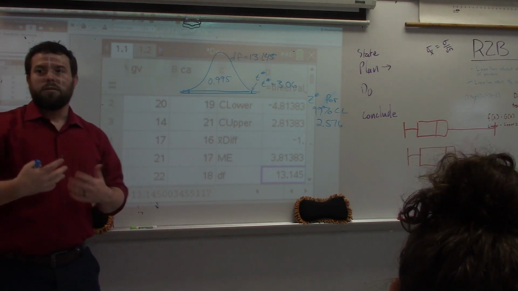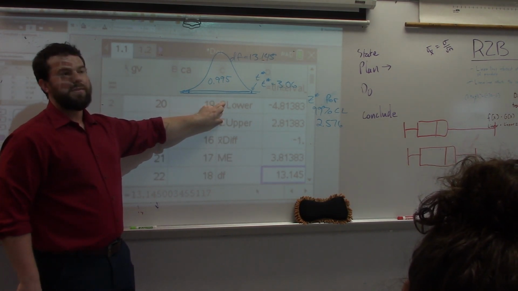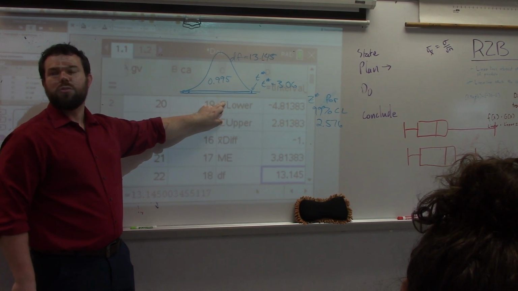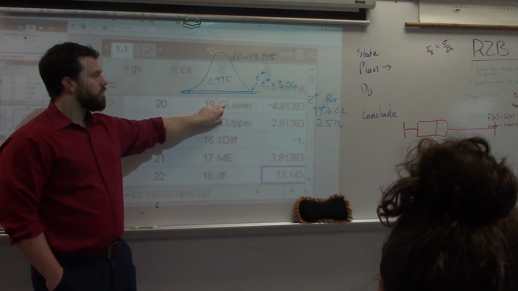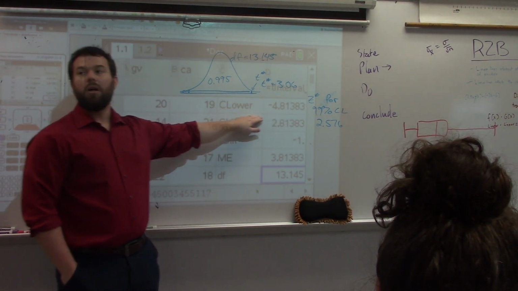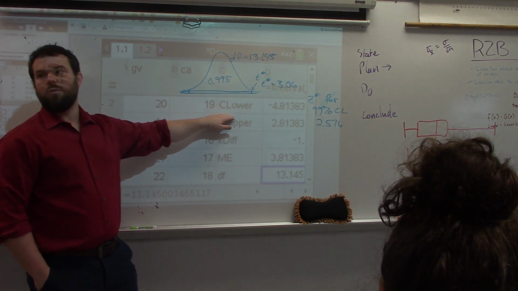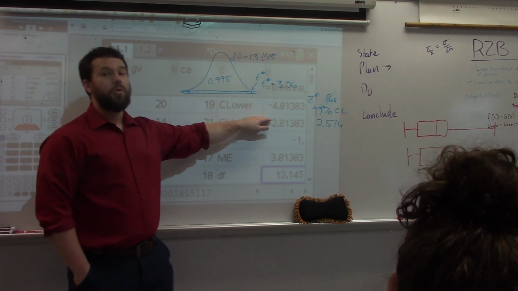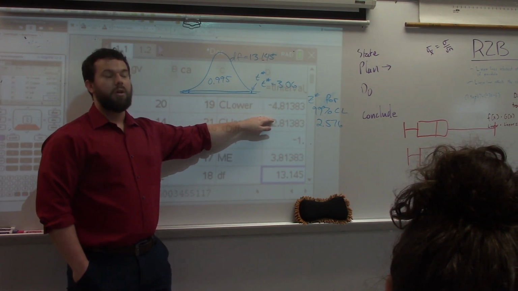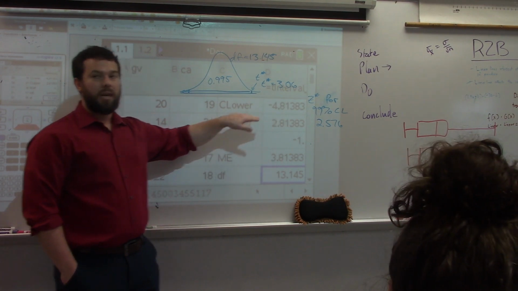Last thing I want to point out, because y'all are asking about this: does this interval provide convincing evidence that there's a difference between the two brands? No. Why not? Because 0 is captured by the interval, 0 is a plausible value, right? And if there's a difference of 0, there is no difference. Well, be careful. Do we know there's no difference? No, it's just possible that there's no difference, right? So we need to be careful with that.